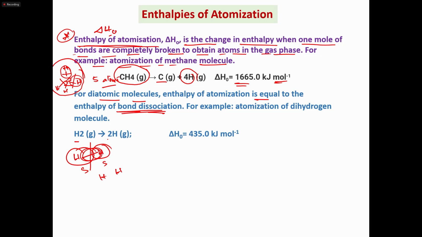So for H2, the atomization enthalpy is very small compared to methane, because in methane four CH bonds are present, but here there is only one H-H covalent bond. That's why it is very small for hydrogen atoms. The value is 435 kilojoules per mole. So it is called the enthalpy of atomization.